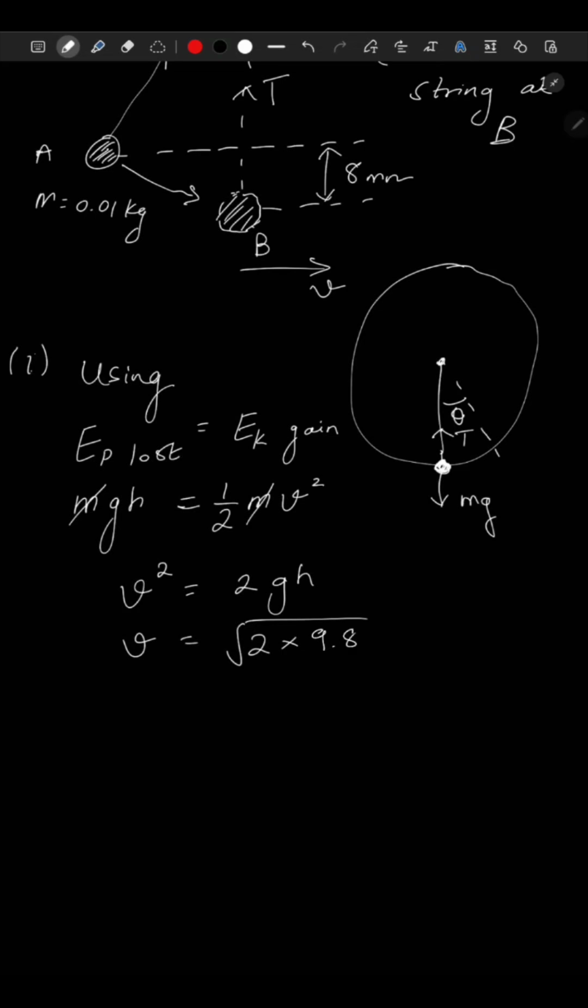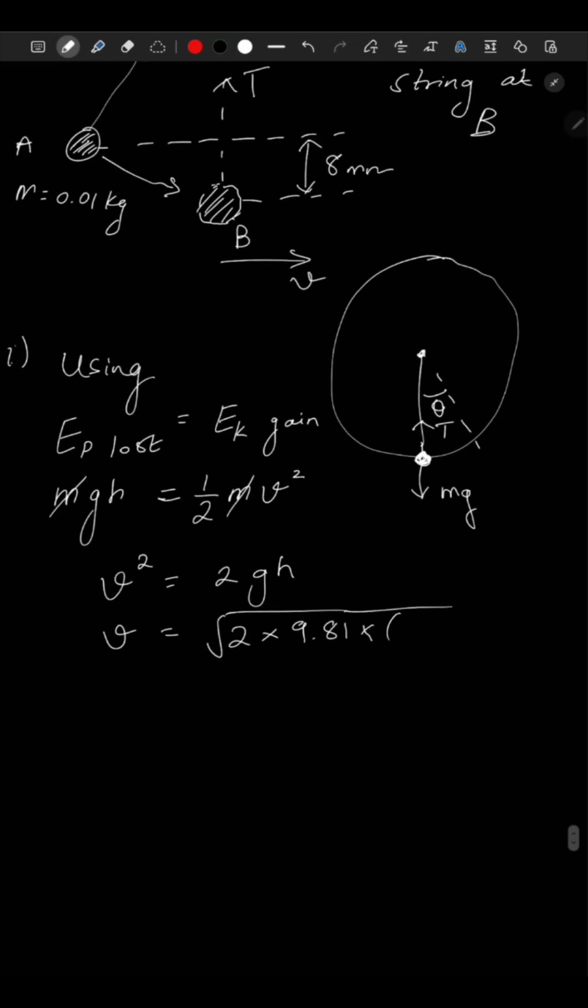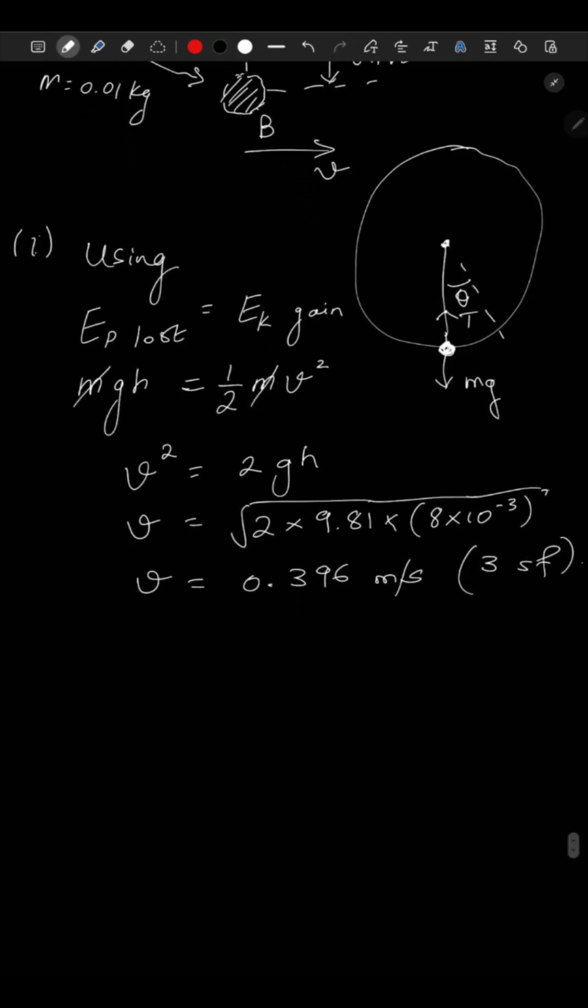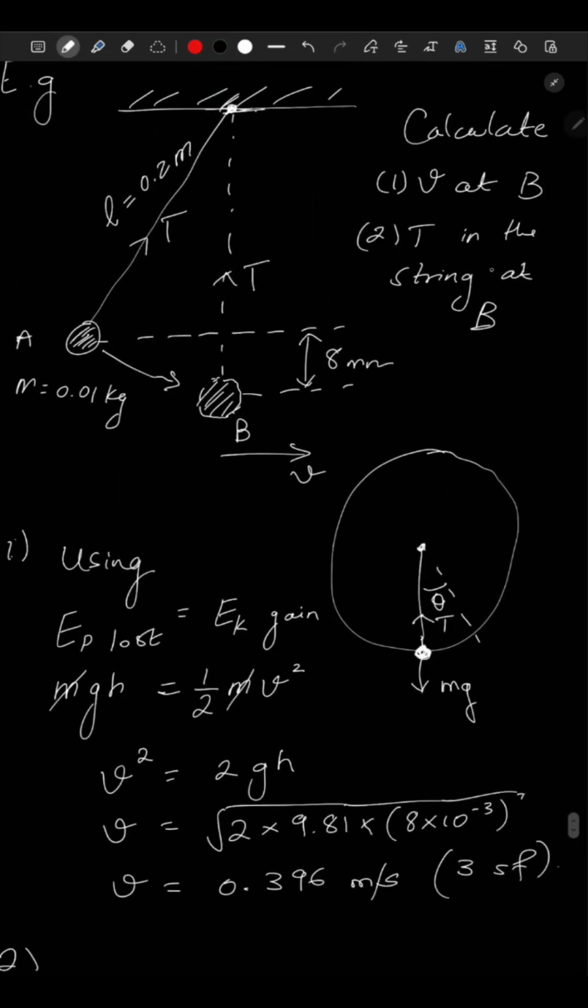g is taken as 9.81 times the height, which is 8 millimeters. You have to convert it into meters, so 8 times 10 to the power minus 3 meters. If you calculate this, you would have a value of approximately 0.396 meters per second to 3 SF. Now the second part: we are asked to calculate the tension in the string at B.